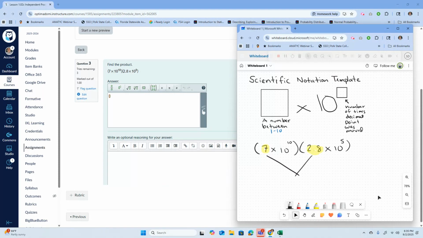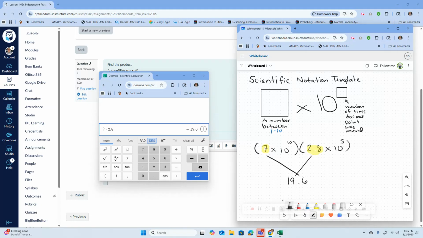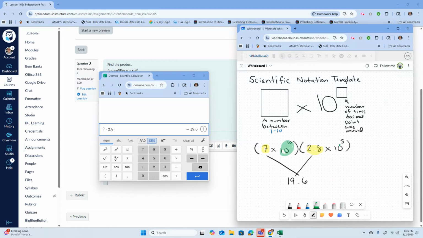For that, use your calculator. Take your calculator and multiply 7 by 2.8, and you get 19.6. That's what I get when I multiply those two numbers. Then I'm going to multiply the powers of 10, which I'm going to highlight in green.